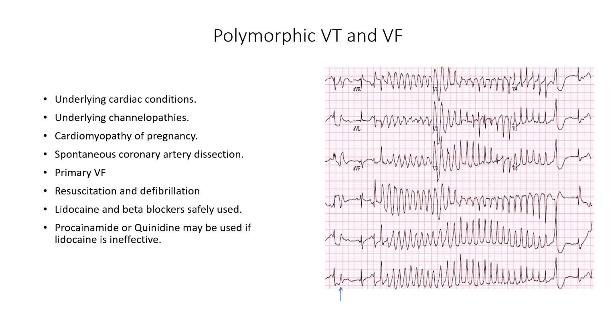Polymorphic VT is generally associated with structural cardiac conditions or underlying channelopathies, and cardiomyopathy of pregnancy or spontaneous coronary artery dissection are conditions where you can find polymorphic VT and VF. Resuscitation and defibrillation are important steps if the VT leads to hemodynamic instability. The drugs that can be given to convert them to sinus rhythm: lidocaine is the number one drug, and beta blockers can also be used.